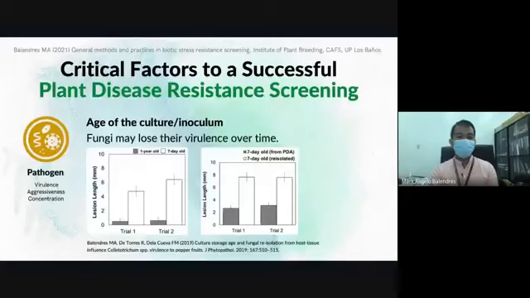Right, so age of inoculum is also important. This is a paper we published in 2019. What we found here is that if you have a 1-year-old culture in the media and you use that compared with a 7-day-old culture, you don't get much of a disease on your fruit. You see here that the lesion length is probably 0.5, and then you get 4 or 5 for a 7-day-old.